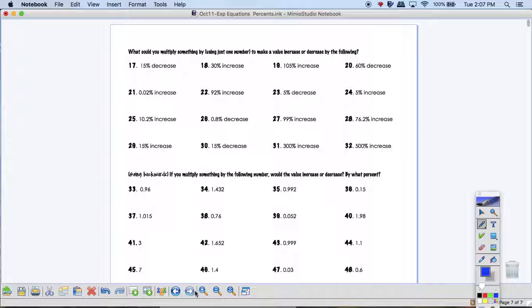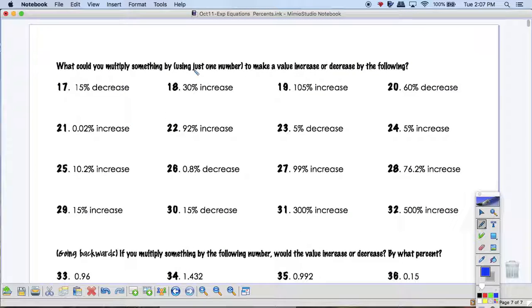Okay, please grab that practice again and let's look at the back. It says, what could you multiply something by using just one number to make a value increase or decrease by the following? Okay, so a 15% decrease. What could we multiply by? Would we multiply by a number bigger than 1 or smaller than 1? Since it's a decrease, our answer needs to be smaller than 1. Okay, since it's a decrease, I want to do 100% and I want to subtract this 15%.